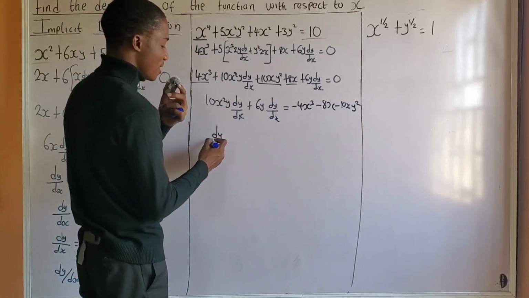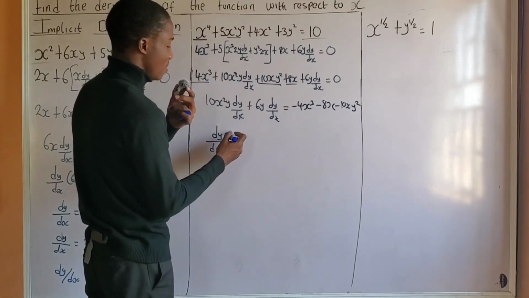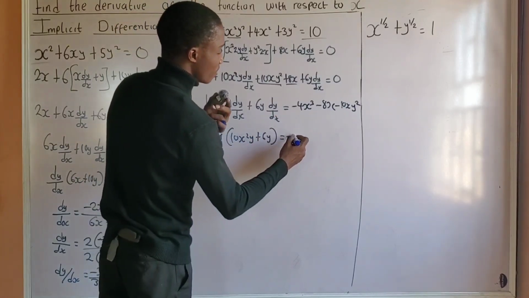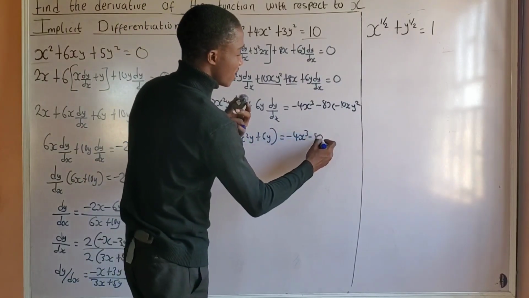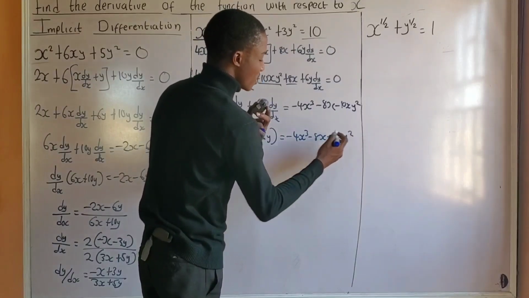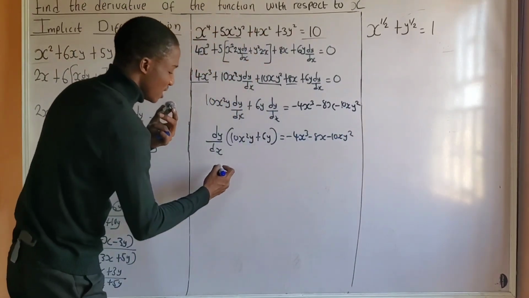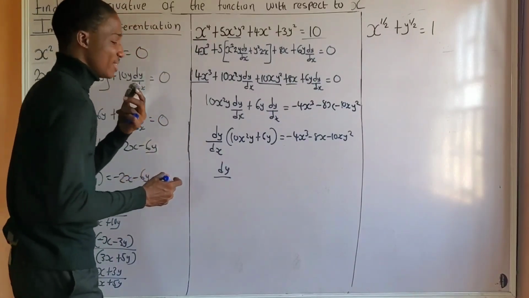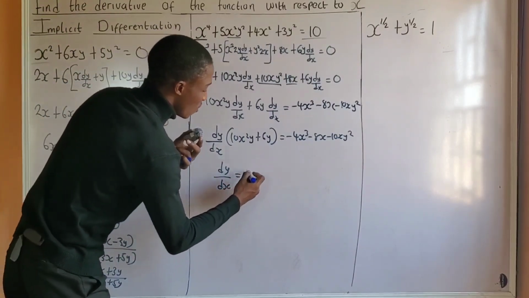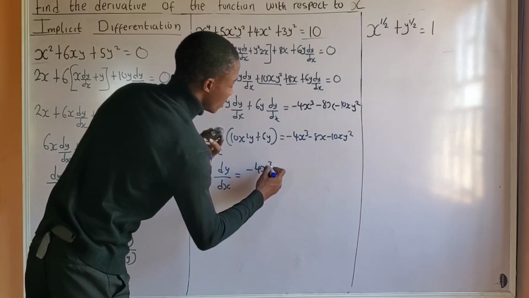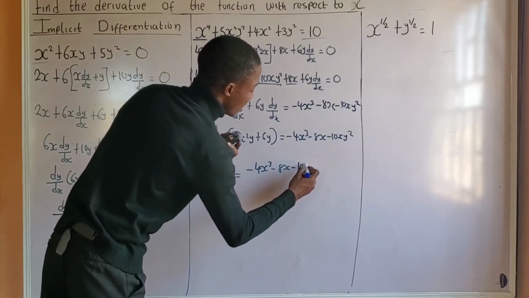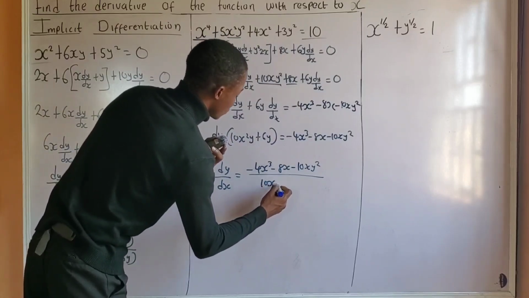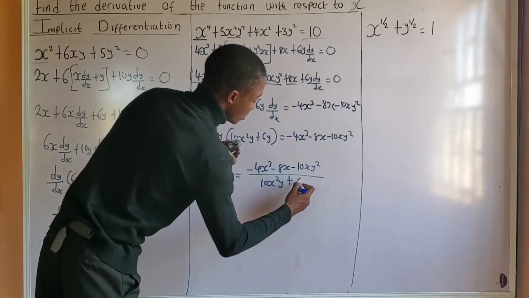Now factorize dy dx. I'm going to have dy all over dx multiplied by 10x squared y plus 6y equals to minus 4x raised to the power 3 minus 8x minus 10xy squared. Okay, having got it to this point, the next step is to divide both sides by 10x squared y plus 6y. dy all over dx will be equals to negative 4x raised to the power of 3 minus 8x minus 10xy squared, all this all over 10x raised to the power of 2 y plus 6y.